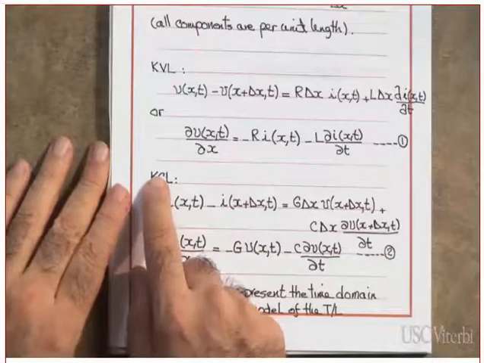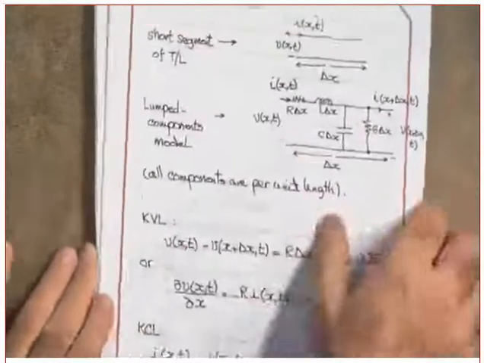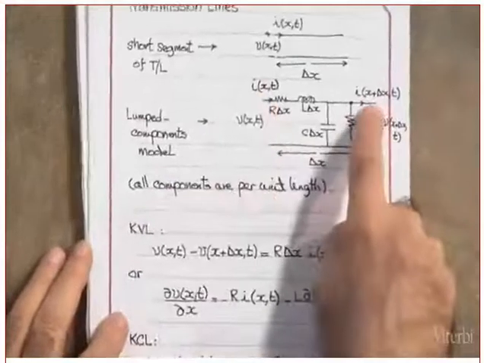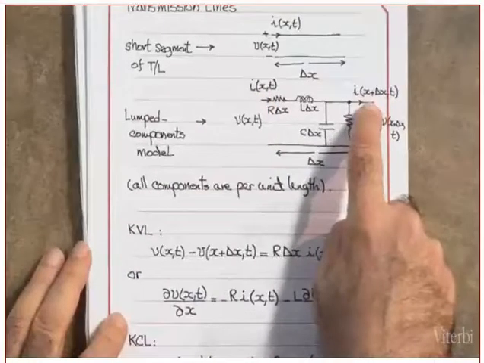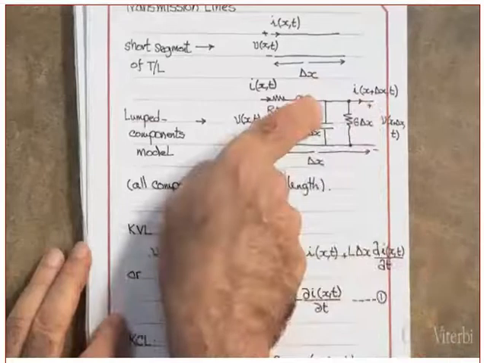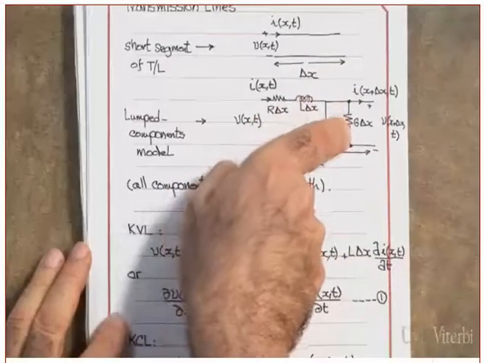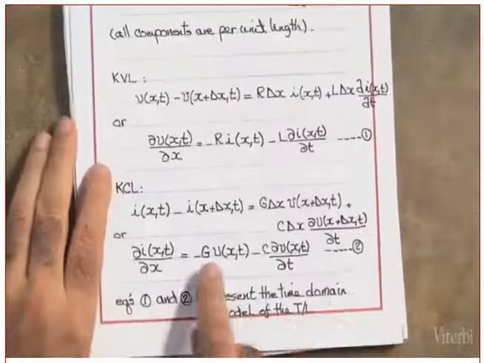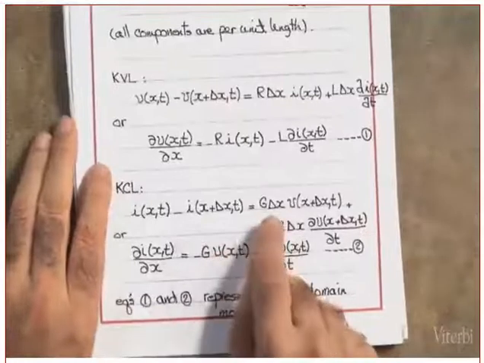Kirchhoff's current law. Clear? Okay. Help me. What do I do? I of x and t minus I of x plus delta x and t will be equal to what? The current here plus the current here. Yes or no? What is the current here? The current here. Minus, sorry, before the minus.